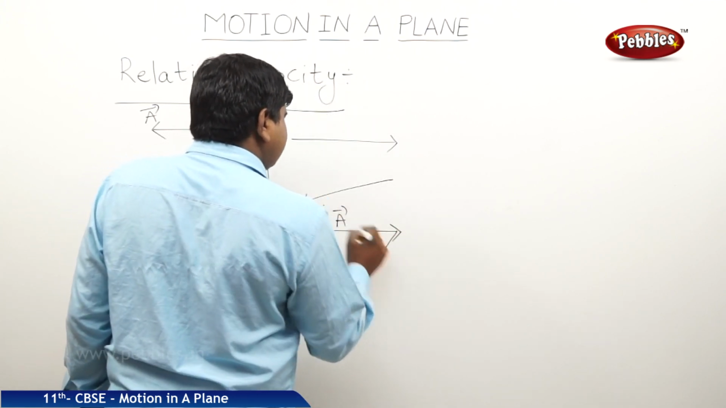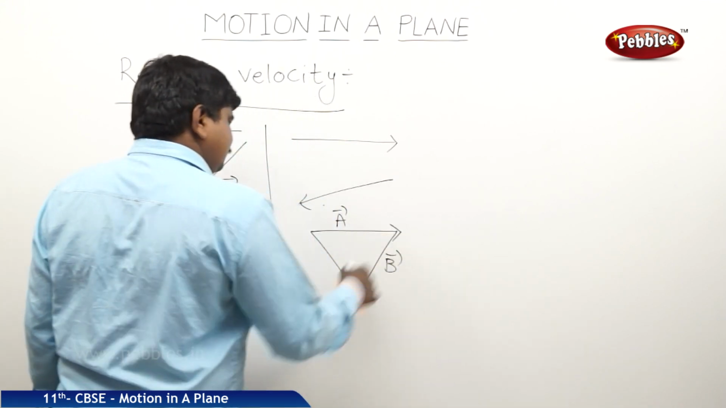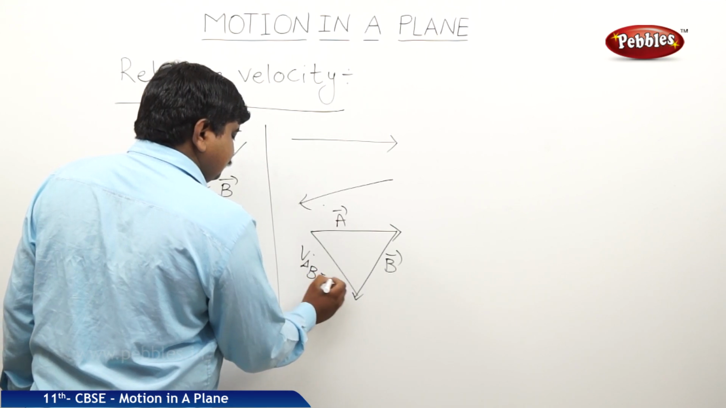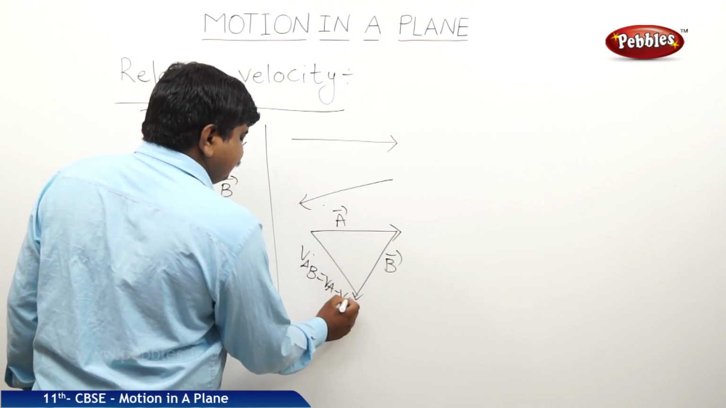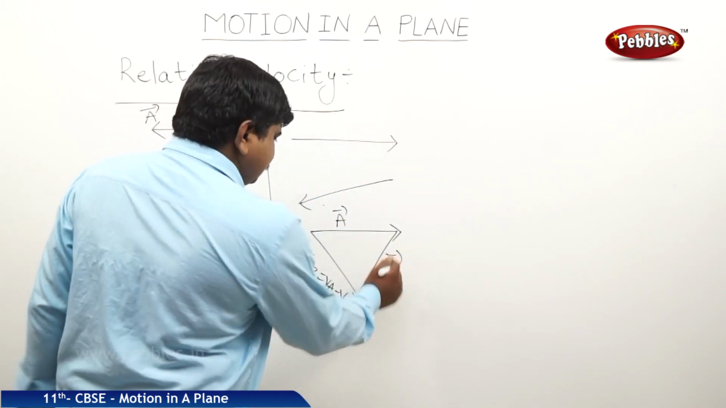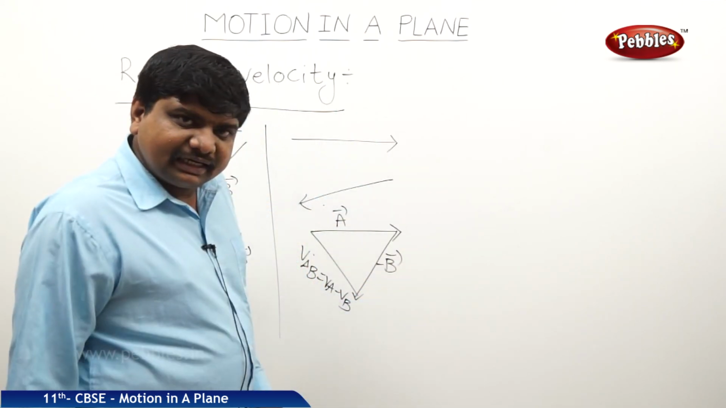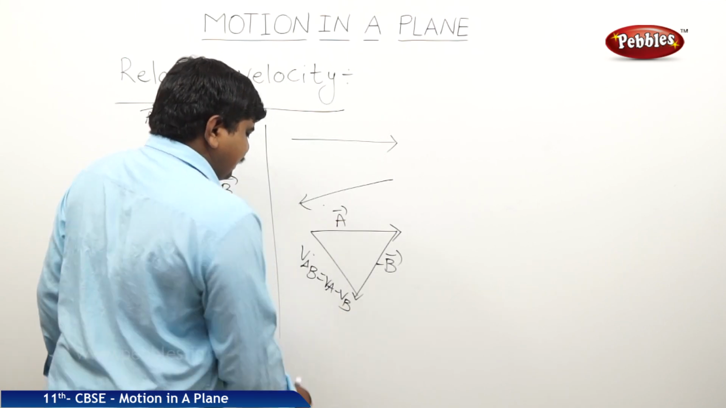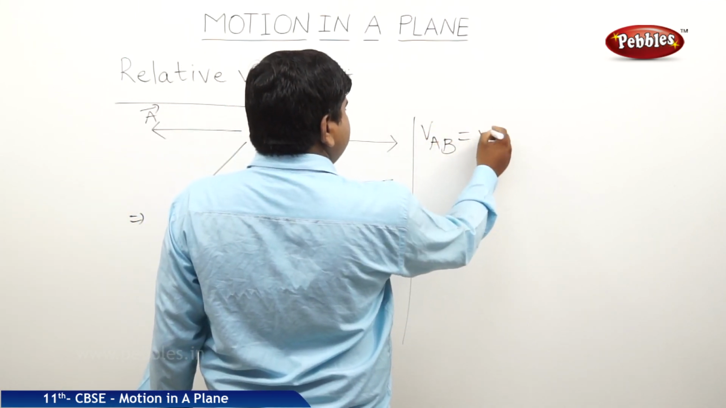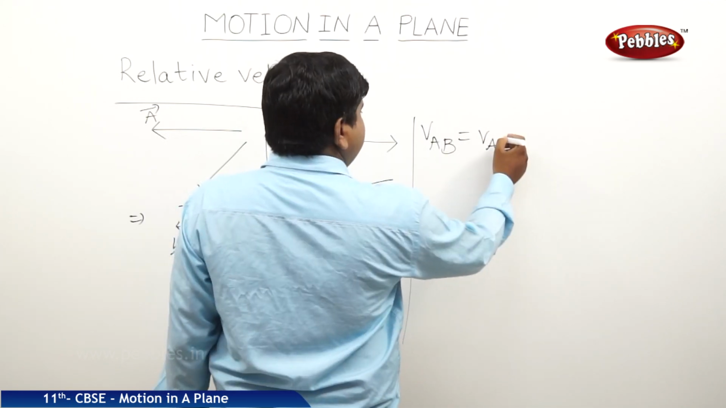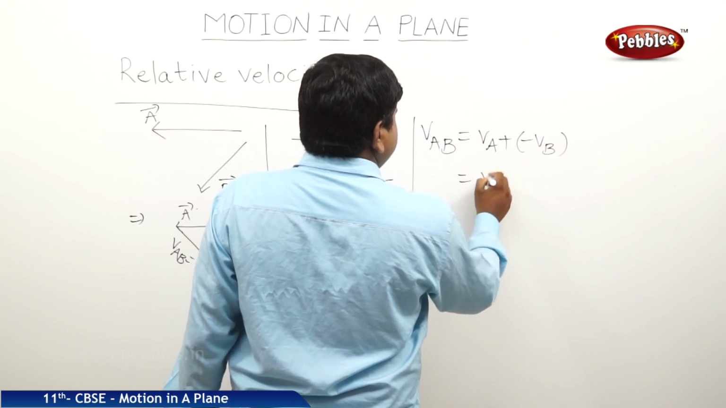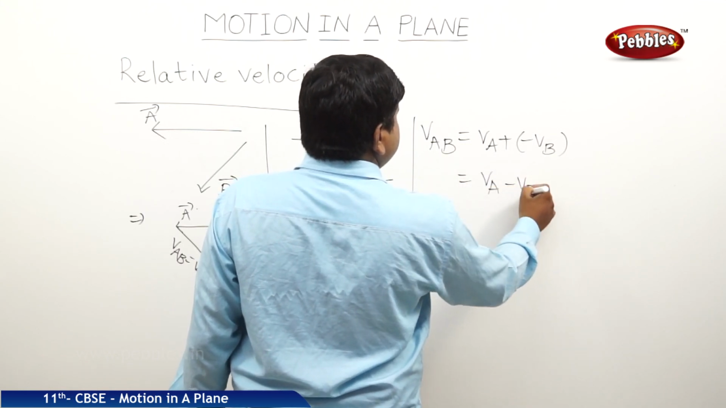This is A bar, this is B bar. Once they are opposite to each other, therefore VAB is equal to VA minus VB. If we are taking VA, A bar is the forward direction, we can take B bar as the negative direction. Therefore, that's why we can write VAB is equal to VA plus of minus VB. Therefore, it is VA minus VB.